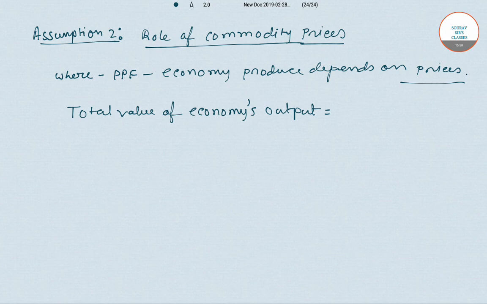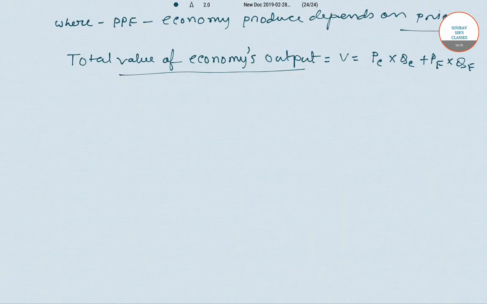So the total value of economy's output will be equals to V equals to PC into QC plus PF into QF. So this is the total value of economy's output. Now we know where PC and PF are prices of clothes and food. This is the price of clothes and this is the price of food. Now respectively on the ISO value line. So we have to draw an ISO value line.